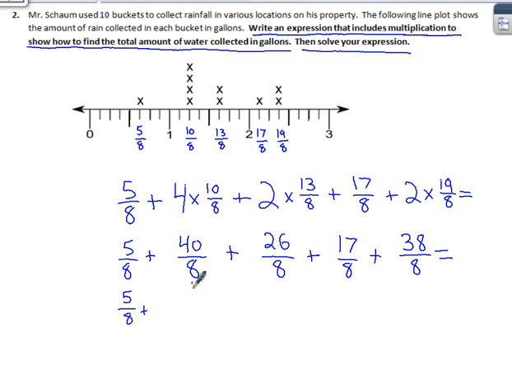Okay, how many times does 8 go into 40? I think to myself, what times 8 equals 40? Well, let me try my 5s. 5, 10, 15, 20, 25, 30, 35, 40. That's what it is. 5 times 8 equals 40. So this is 5 wholes now, a whole number of 5. And I don't have any 8s left over.